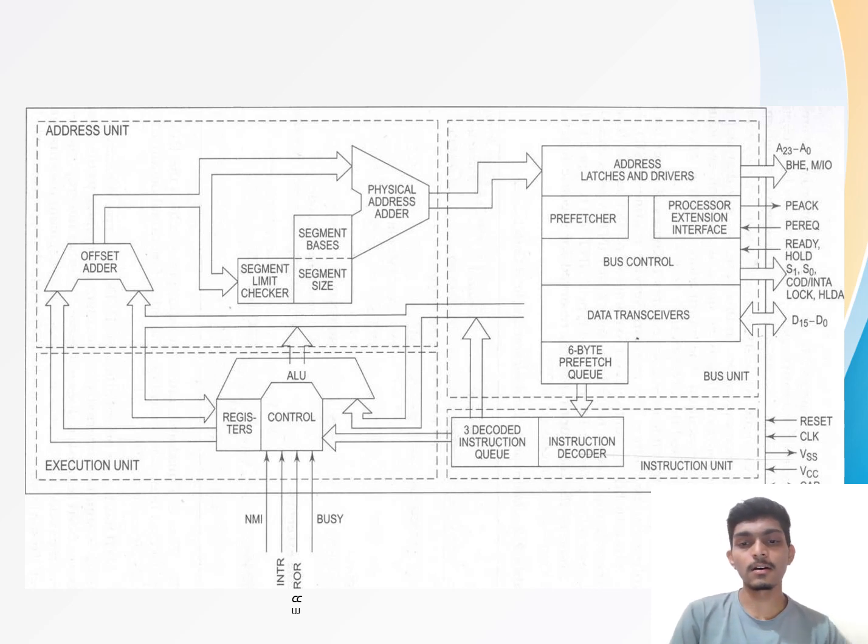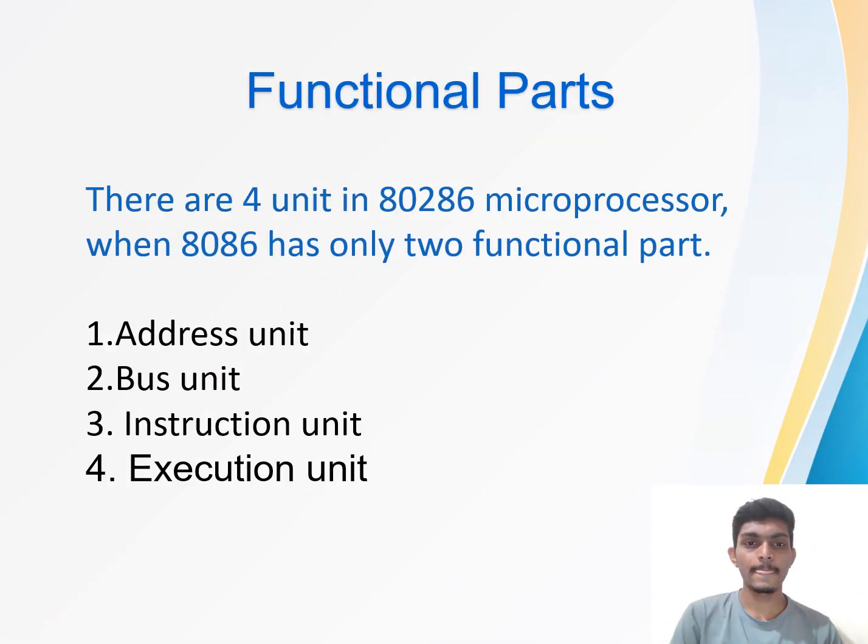This is the architecture of the 80286 microprocessor. There are mainly four units: address unit, execution unit, bus unit, and instruction unit. We talk about four units of the 80286 microprocessor, whereas the 8086 microprocessor has only two functional parts.